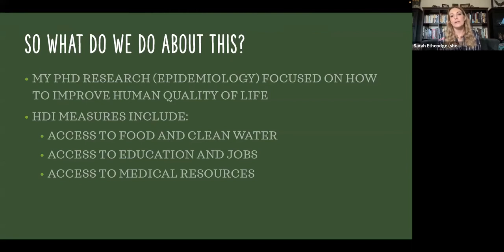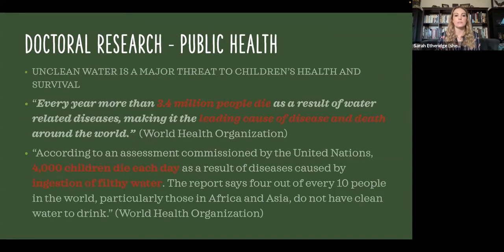So then I said, what do I do about this? And this is why I decided to do my PhD in epidemiology. I decided, for the sake of my chimps, I had to forget about my chimps and focus on humans. And I wanted to know, how can I improve human quality of life? Some of the measures of HDI are access to food and clean water, access to education and jobs, and access to medical resources. So while I was researching this, I kept coming across a lot of statistics about water, and that really piqued my interest.